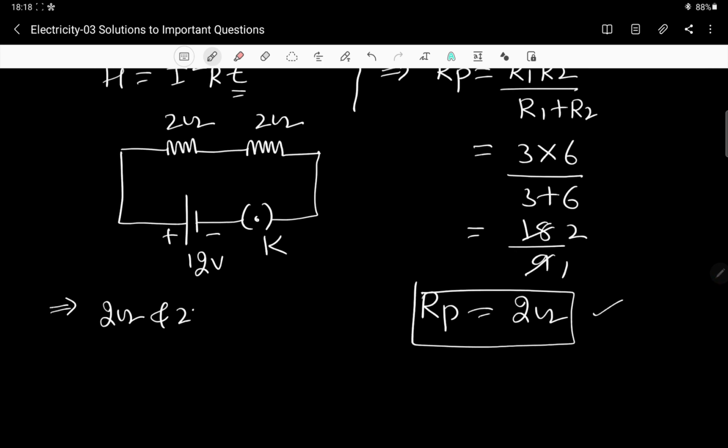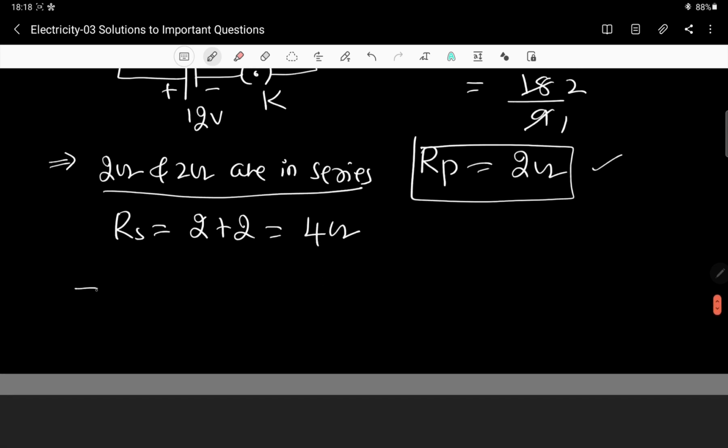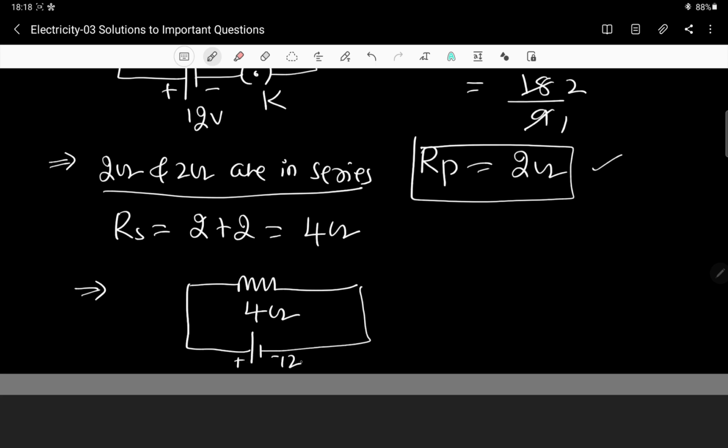Now how about this 2 ohm and 2 ohm? They are in series, right? If they are in series, I am going to get only one resistance, equal to 2 plus 2, that is 4 ohm. So I am going to place only one resistance, 4 ohm, and it is connected to a battery of how many volts? 12 volt.